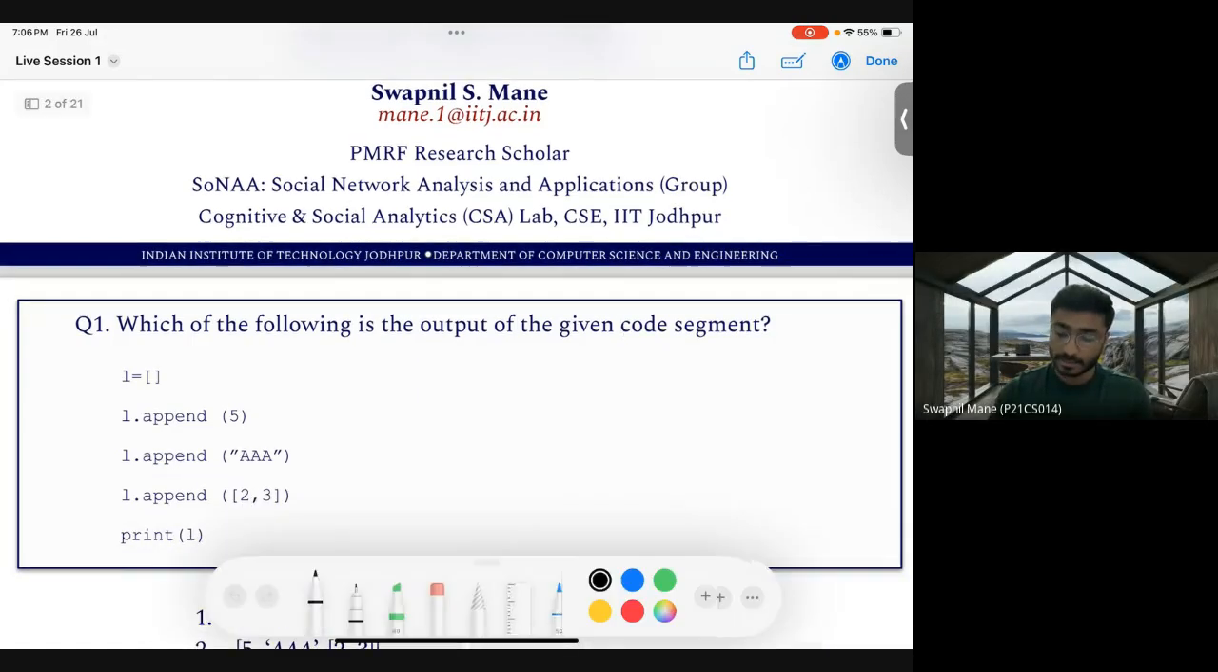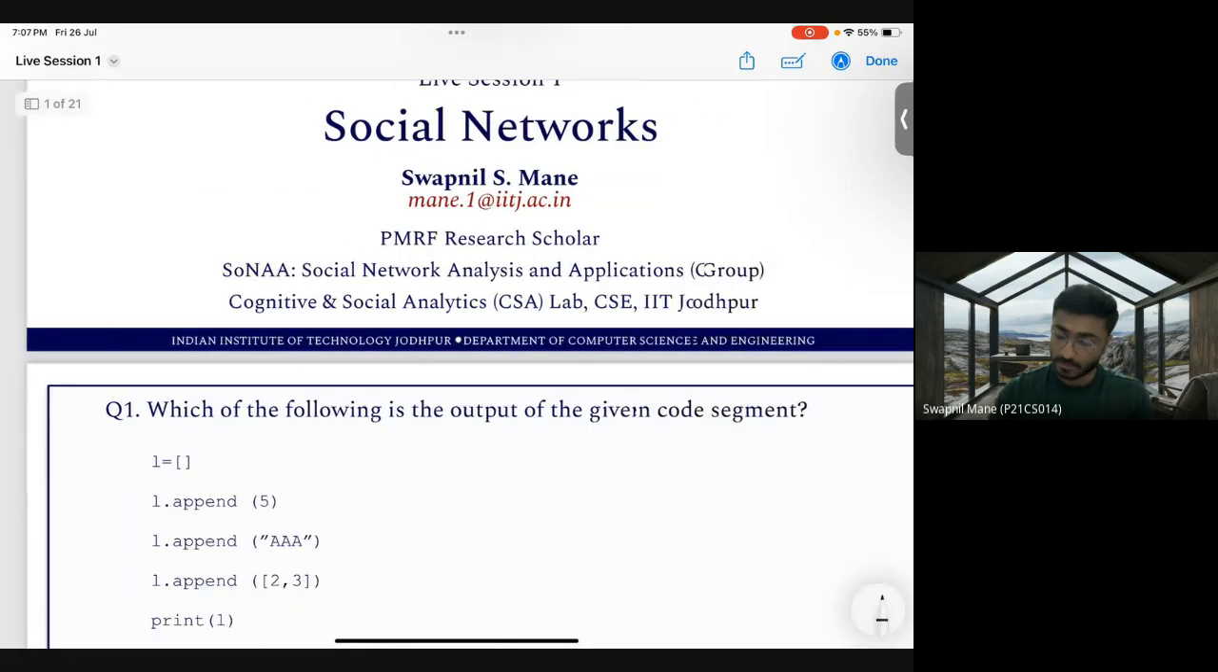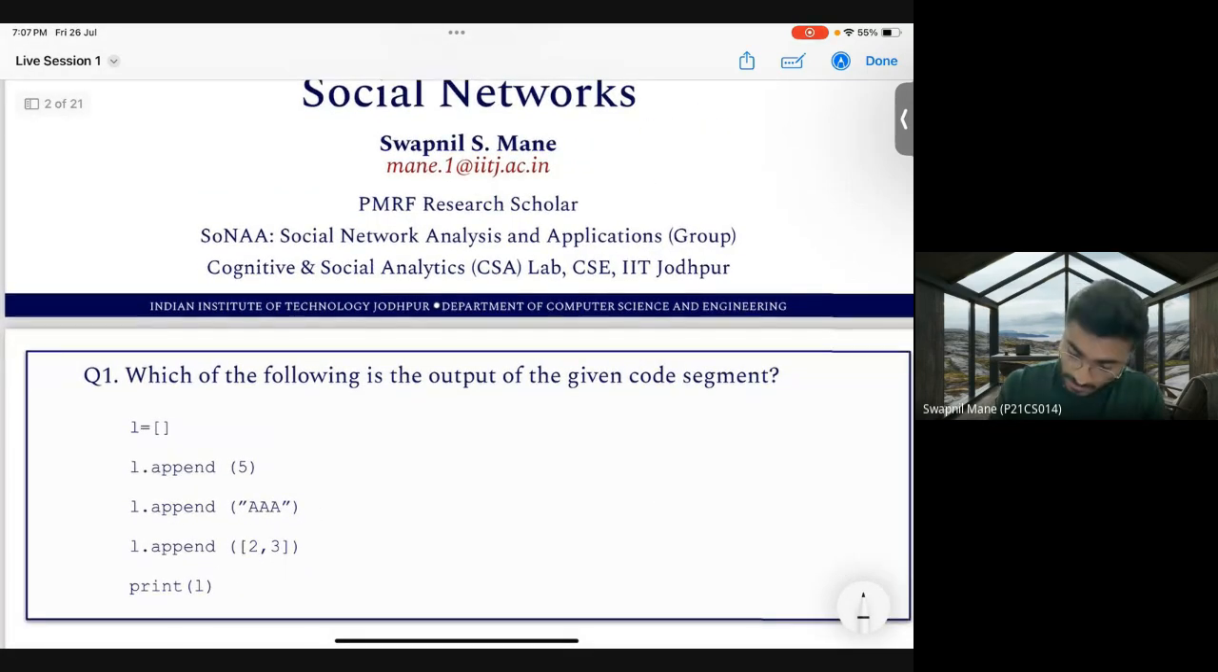I will write a notation here to show how it looks. Let's say this is L, the list. You are saying that first the five is appended, then the triple A is appended, then 2, 3 is appended. Right. So diverse data type items have been appended in the list. That is all fine.